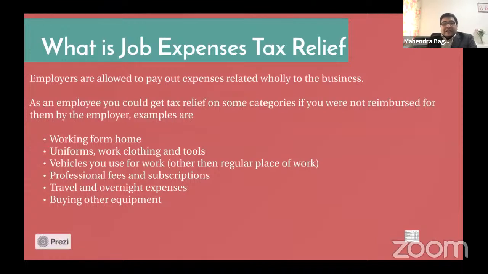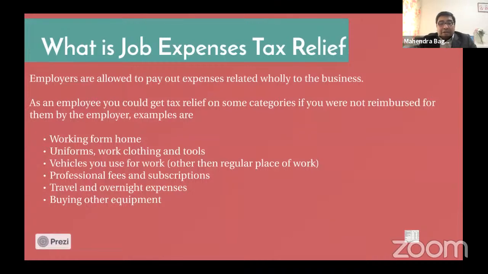wherever you're working, they are allowed to pay out expenses which are related to the work. For example, you're traveling from one place to another, or you're working from home, and they have given you an additional phone, or they're contributing towards your phone expenses and things like that. They can pay, and there is no tax charge if the expenses are reimbursed at actual cost rather than as a lump sum amount without any backup.